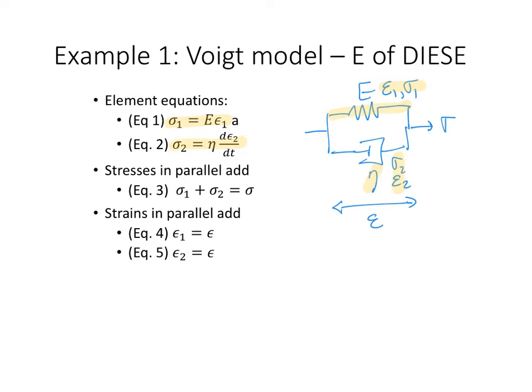Next, we use the conservation equations. We know that the stresses in parallel add, and so that allows us to relate the stress in each element to the overall stress. And that the strains in parallel are equal tells us that each of epsilon 1 and epsilon 2, the strains on the two individual elements, are the same as the overall strain on the object. We can see this intuitively from the fact that all three of these have to be the same length.